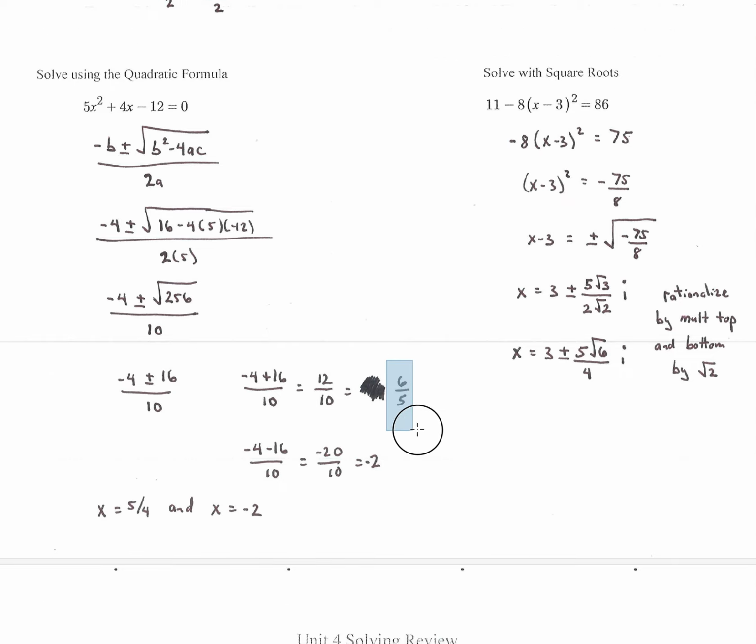And again, I have no idea. That's clearly 6/5, and I was stupid, and I didn't fix it over here. So that is supposed to be 6/5.